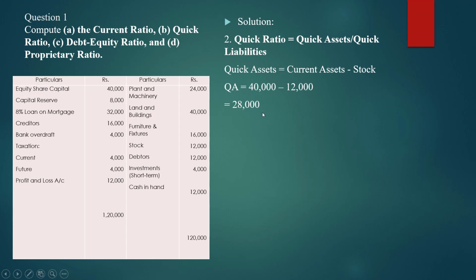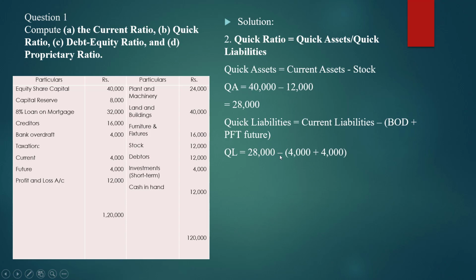Now in the same way we will calculate the quick liabilities. Quick liabilities is current liabilities minus bank overdraft plus provision for taxation future. We'll take into consideration only the future part, not the current. So current liabilities, again, we have calculated while calculating the current ratio. It was coming to 28,000. Now we'll subtract the bank overdraft. Bank overdraft is 4,000, plus the provision for taxation future, that is 4,000 rupees. Current we are not taking. Okay. So after calculating we get the value as 20,000.